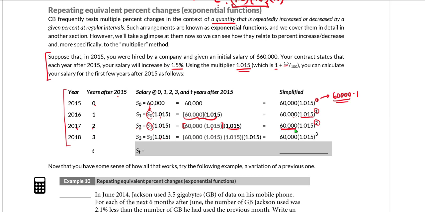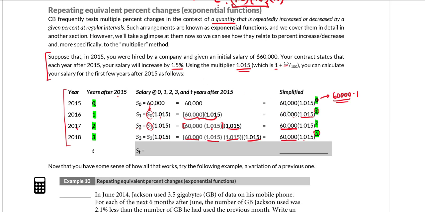which means that 2 years after 2015, we can find our salary by taking our initial salary and multiplying by 2 1.015s. And then 3 years after, we would take our initial salary, multiply by the multiplier, the multiplier again, and then a third multiplier. So we would be multiplying our initial salary by that multiplier 3 times. Probably the most important thing here is to see that the number of years after 2015 is the same as the exponent on the multiplier. For every year we go past 2015, we multiply by one more 1.015 multiplier.